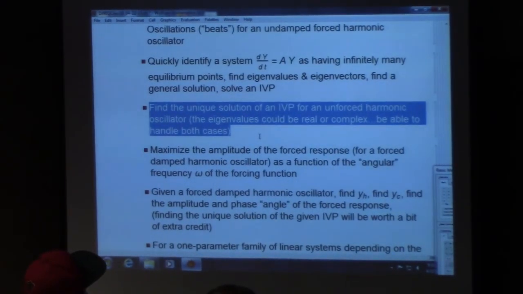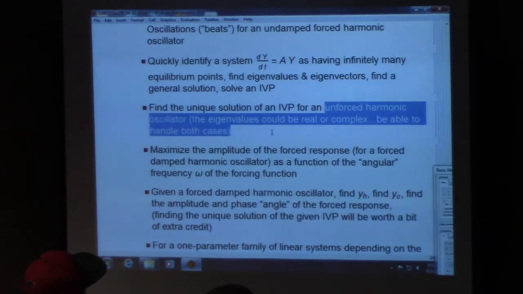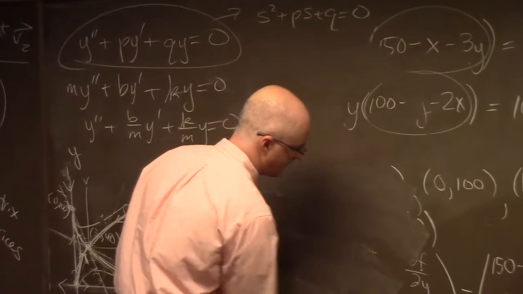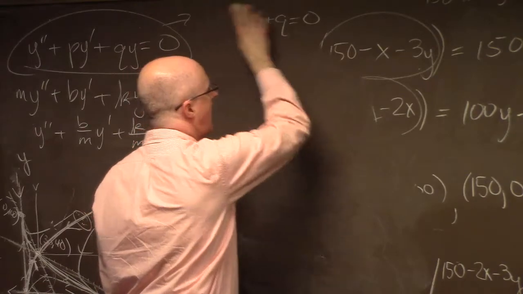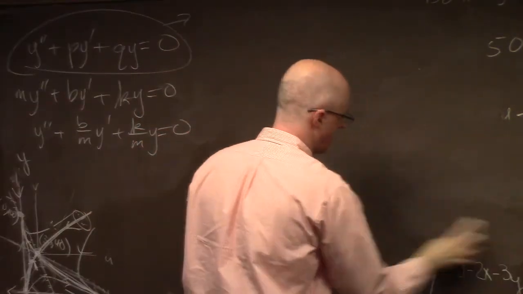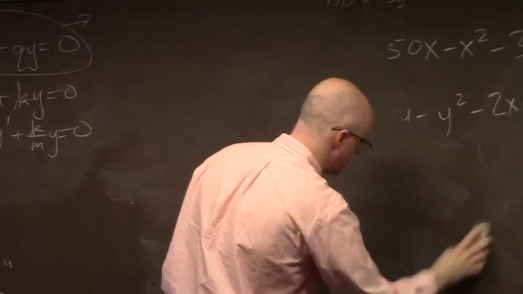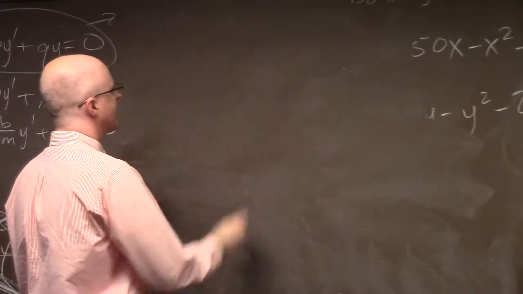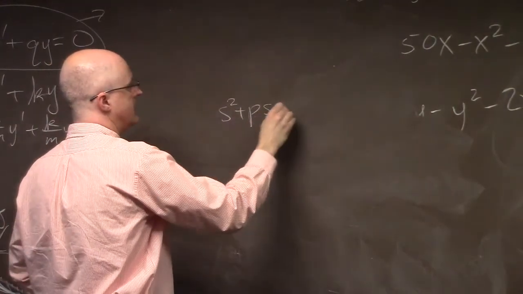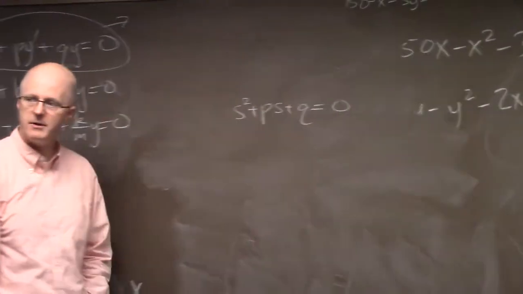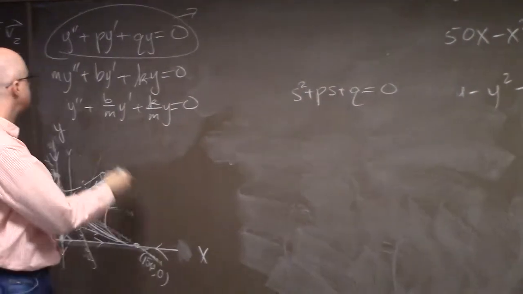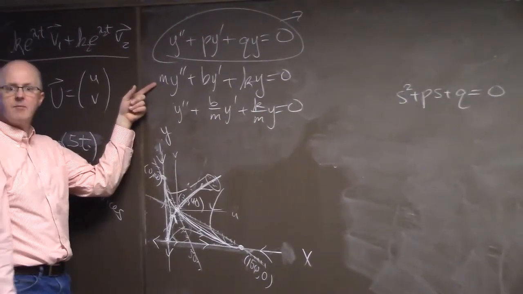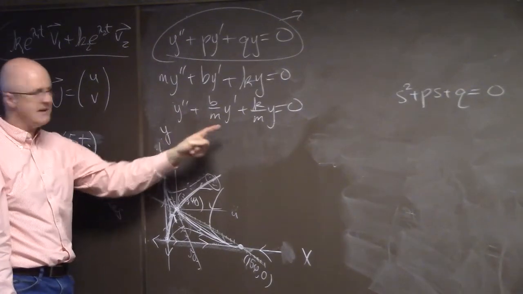There's going to be an initial value problem that's an unforced harmonic oscillator. The eigenvalues could be real or complex, be able to handle both cases. You know, what happens with unforced equations when you have complex eigenvalues? And again, you don't have to bother thinking of it in vector form with a matrix. You could, but you don't have to bother. Well, I erased it, but I'll rewrite it. You can just think about that as your characteristic polynomial right away. If it looks like that to begin with, divide everything by m first. That's p, that's q.